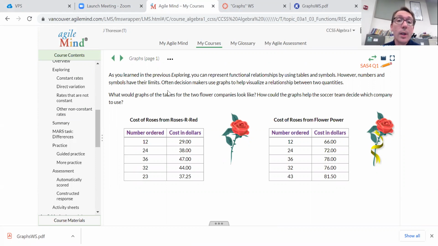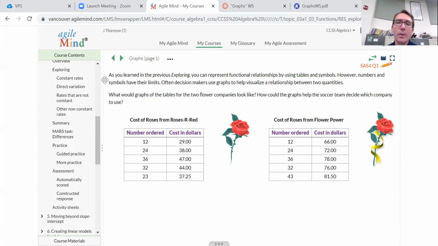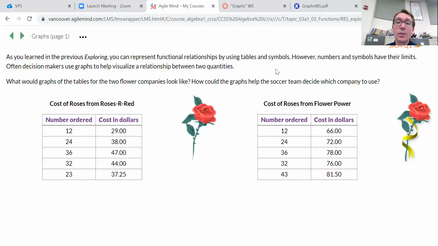All right, so we've just talked about Roses Are Red and Flower Power in the last assignment. We made these tables, and 12 roses cost $29 and so on. Clearly, Flower Power for small numbers like 1 through 43 costs a lot more than Roses Are Red. But at the very end, we realized that if you're ordering like 200 roses, Flower Power is a better deal. That's something we would do in math very often: try to optimize something, figure out where 2 things cross, where one gets more expensive than the other. Useful stuff to know.